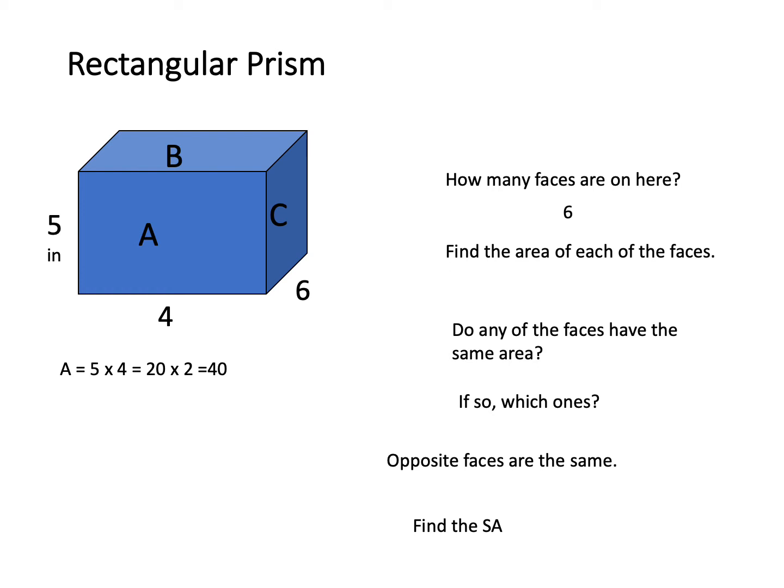So 5 times 4 will give us that front face, and that is 20, times 2, so 40. For side B, we've got a 6 by 5, which is 30, times 2 because there's 2 of them, for 60. And C gives us a 4 by 6, which is 24, times 2, which is 48.